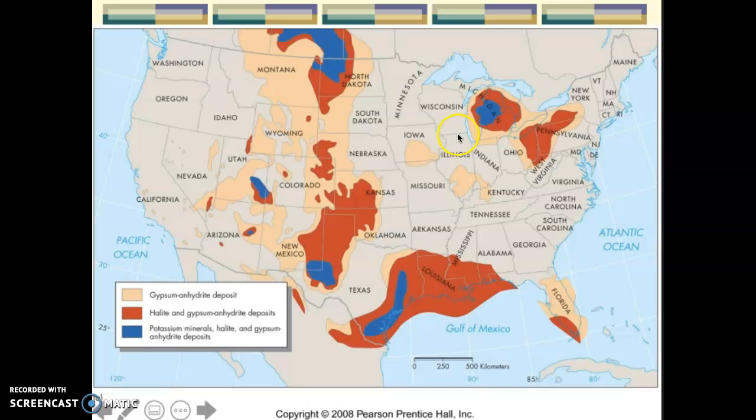And this shows you where some different old evaporite deposits are found. You'll notice these deposits around the Gulf of Mexico. Those, geologically speaking, are relatively young. There are much older deposits up in Michigan. These are several 100 million years old, for example.